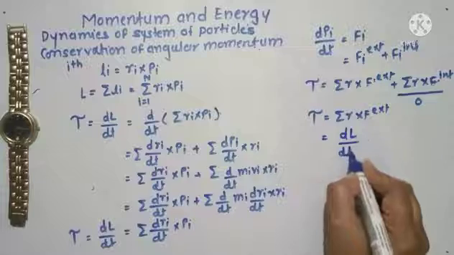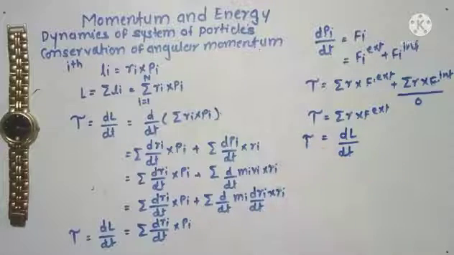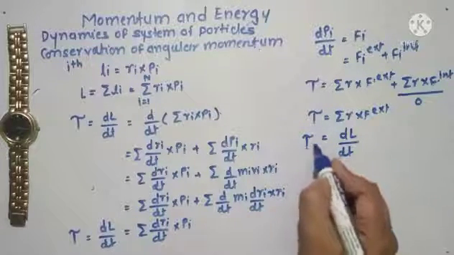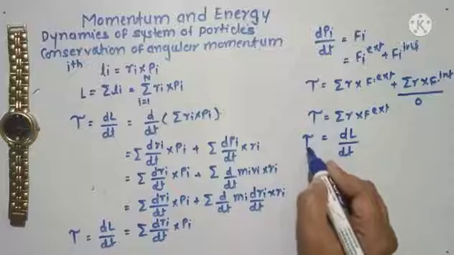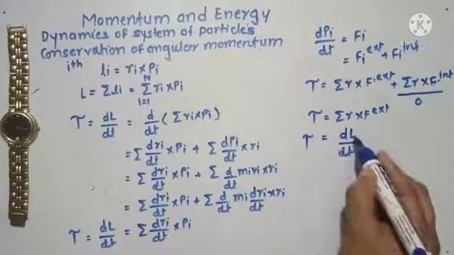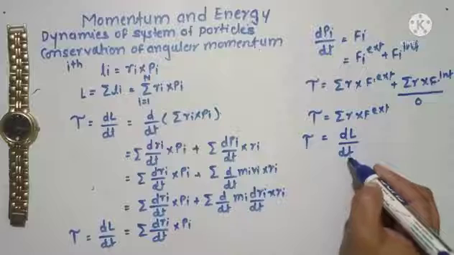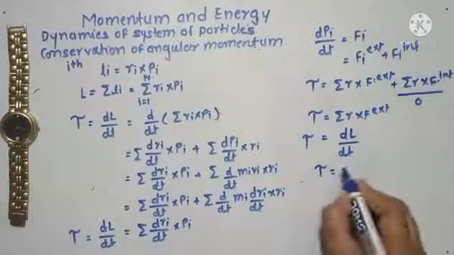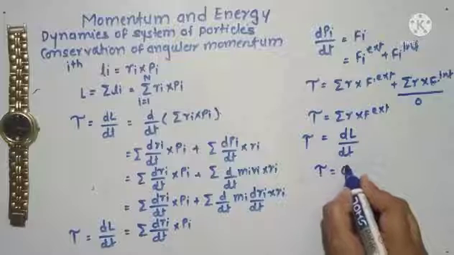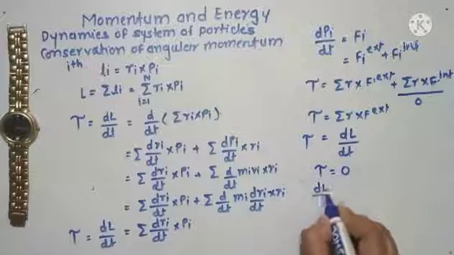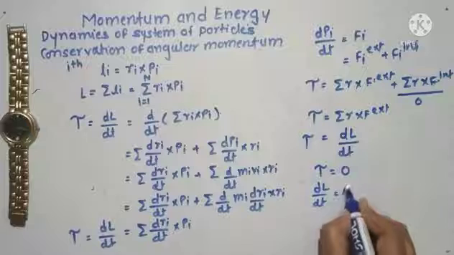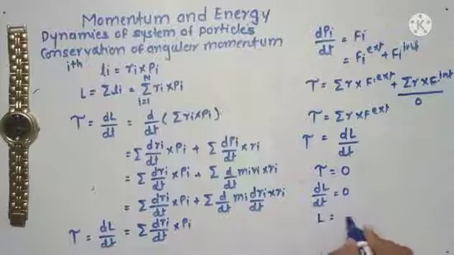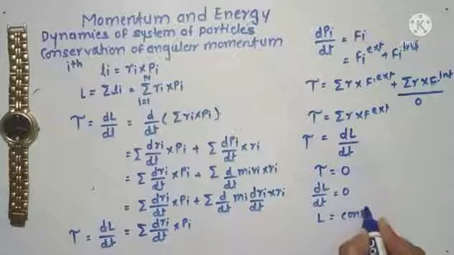So we can say that the torque is nothing but R cross F, which is nothing but dL upon dt. So we can say that whenever the torque acting on a system of the particles is 0, the rate of change of angular momentum is 0. So when this external torque applied on a system of the particles is 0, then dL upon dt will become 0, and this L is constant.